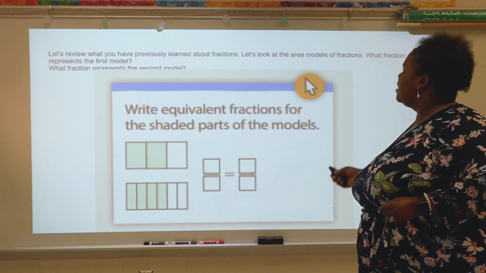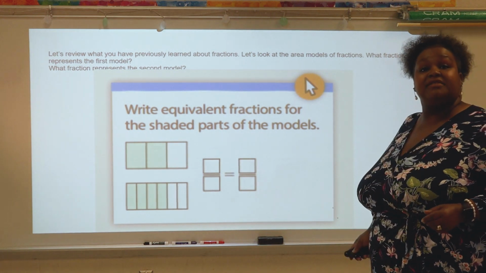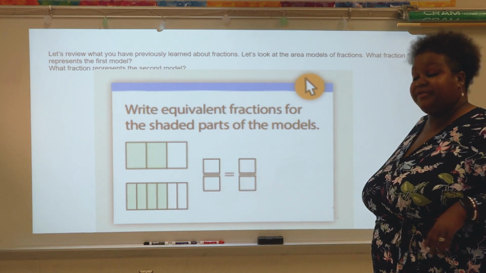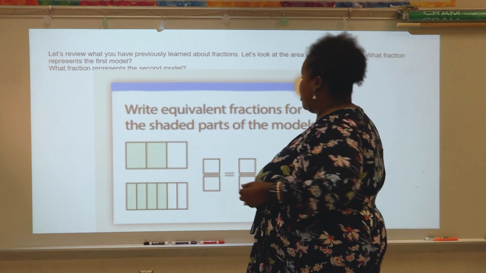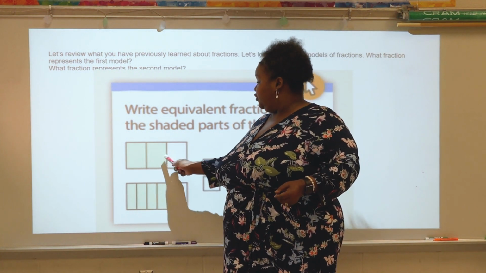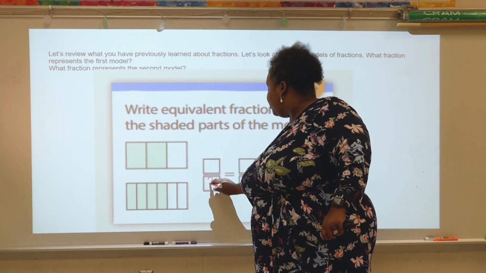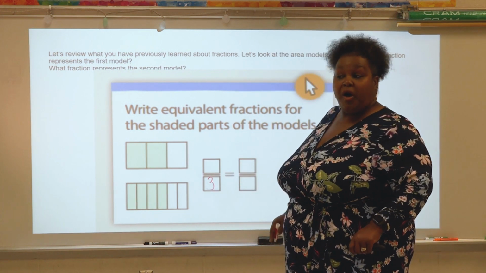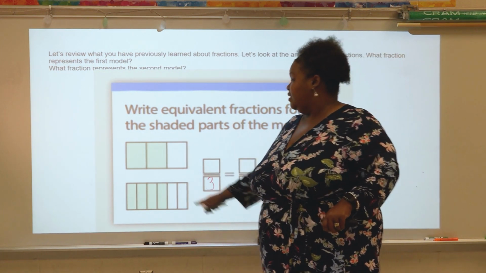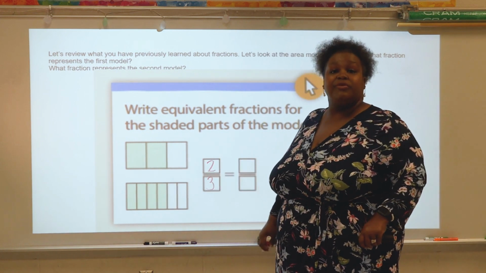Let's look at the area model of fractions I have on the screen. What fraction represents the first model? I'm going to first start off by saying, how many equal parts do I have? 1, 2, 3. So I know my denominator has to be a 3. There's 3 equal parts. My numerator is going to be how many are shaded? 1, 2. So my first fraction shows 2/3.